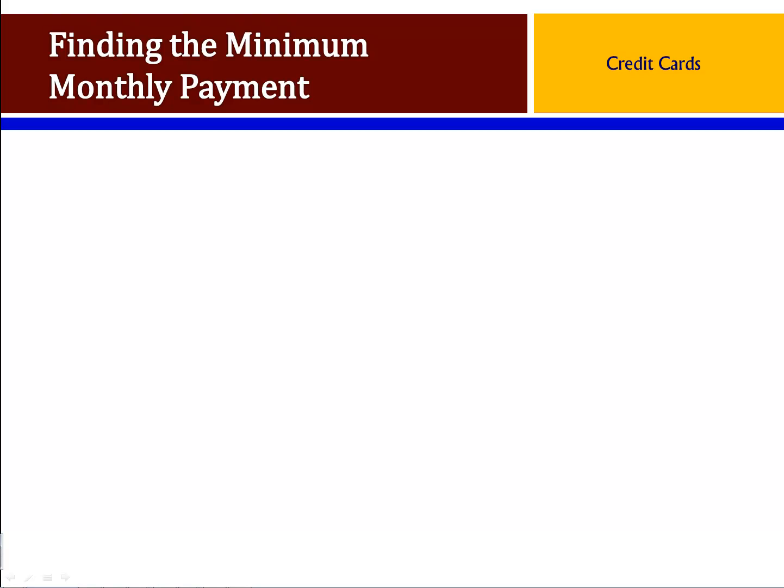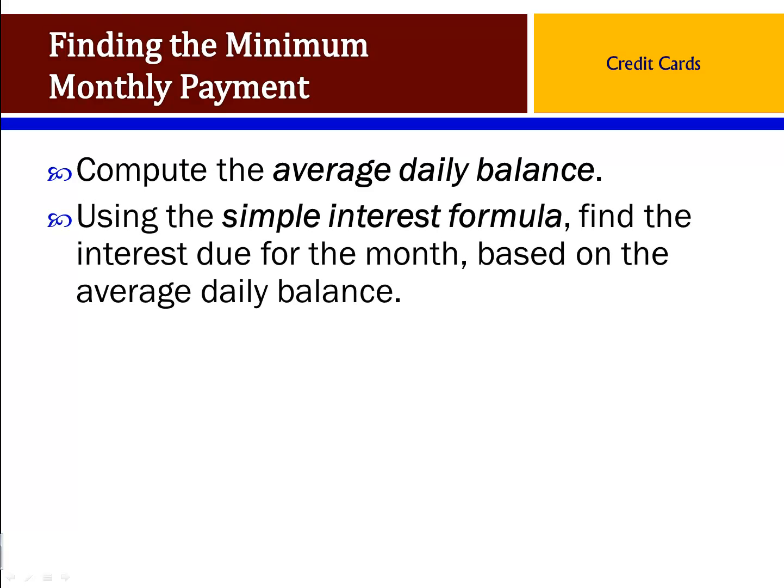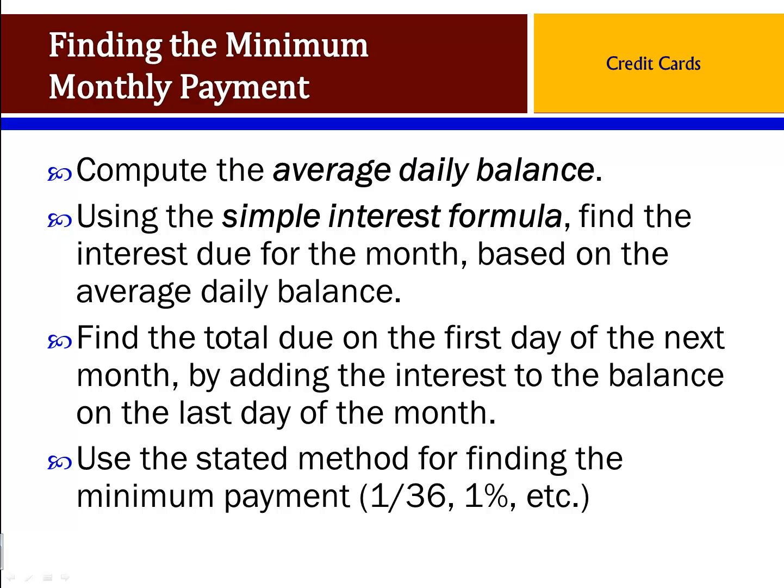So let's talk about how you find the minimum monthly payment that's due on a credit card. To do this, we have to compute the average daily balance. Then we'll use the simple interest formula to find the interest that's due for the month based on this average daily balance that we found. We'll find the total due on the first day of the next month by adding the interest we found to the balance on the last day of the previous month. And then in order to find the minimum payment, we'll use the method that's stated. Typically, 1/36 of the balance is due. Sometimes you may be quoted that 1% or 2% is due. And we'll do that by taking 1/36 of the new balance, which is the balance after the previous month's interest has been added.